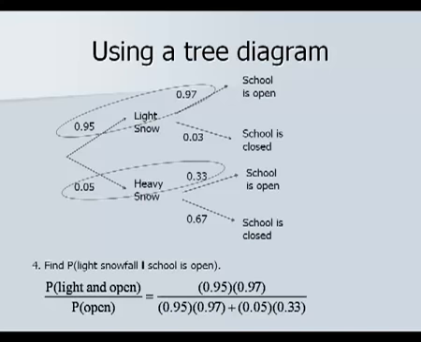So on the bottom of the fraction, you're going to have each path multiplied and then added up. Top of the fraction, 0.95 times 0.97. That's both light and open. Over the probability of school being left open, which is the 0.95 times 0.97 path, the 0.05 times 0.33 path, and then those two paths added up. Multiply, and then divide. You should get a 0.982 or 98.2% chance.